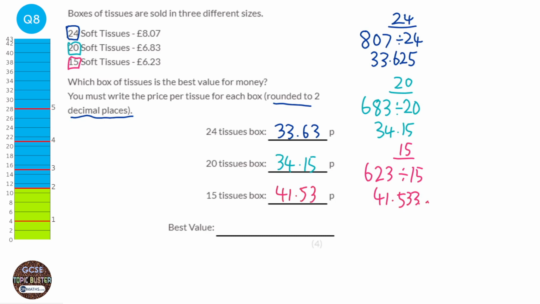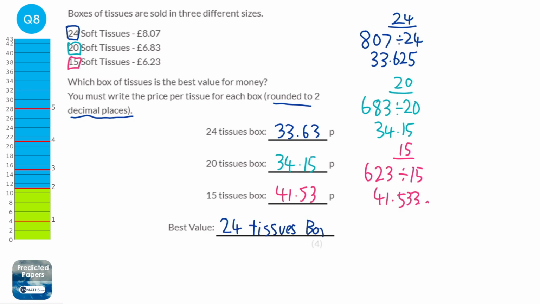So if you buy 15 tissues, it will cost 41 pence per tissue. 20 tissues, it will be 34 pence per tissue. But 24 tissues will be 33.63. So that's by far the cheapest. The best value is the 24 tissues box.